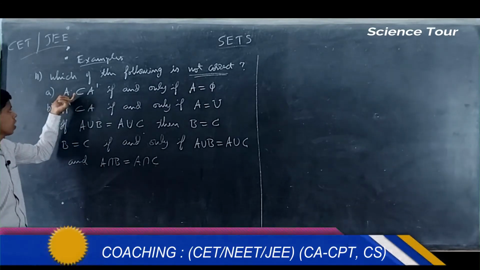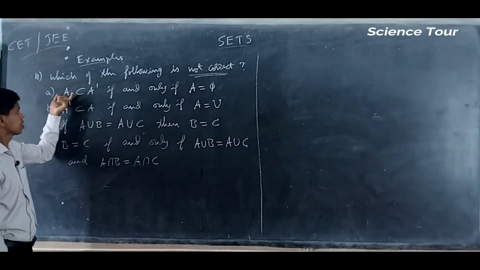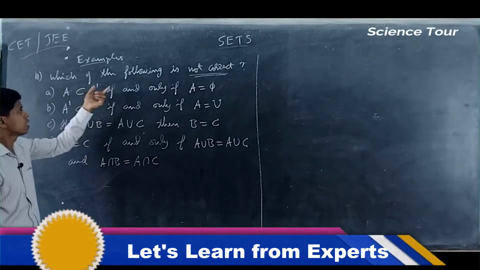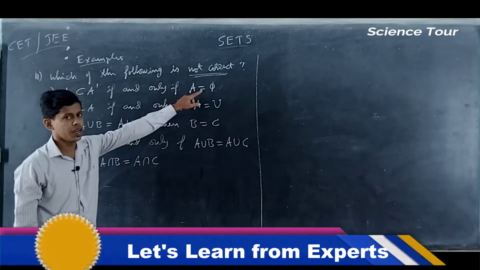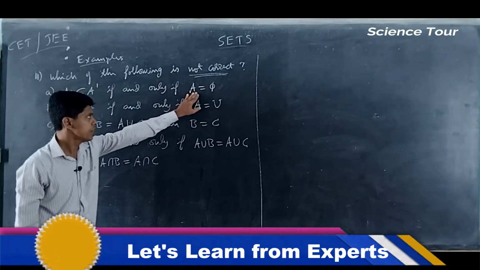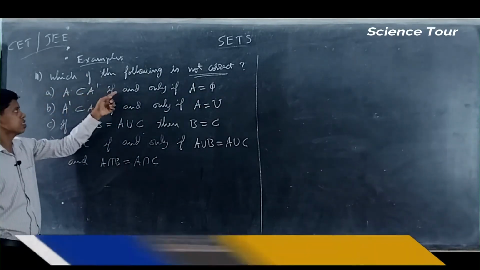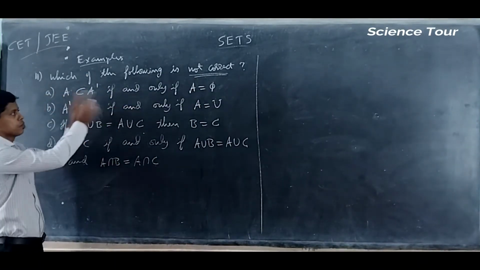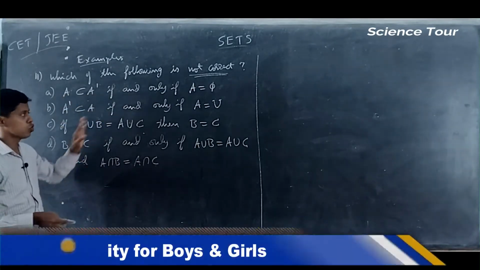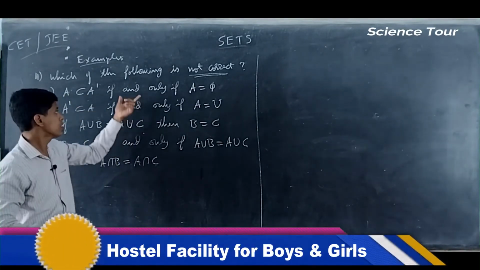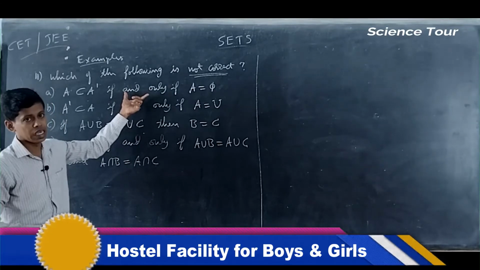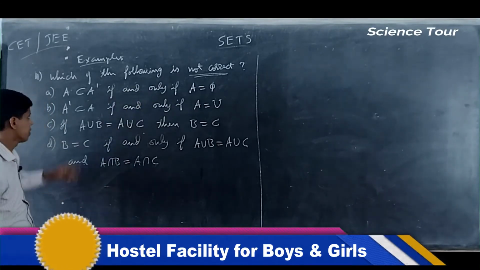See, for the first one, if A is a subset of A dash, then A is equal to the empty set. If A is equal to empty, then A is a subset of A dash. That's the meaning of if and only if. It happens both ways. Both ways it must be true, then only you can write a statement with if and only if.